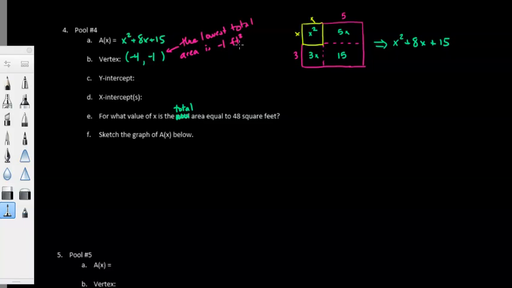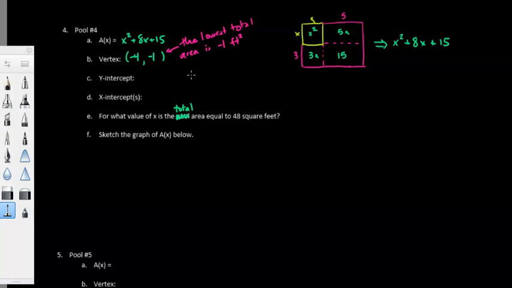Is -1 square feet. But we actually know that that's not true, because in order to get that minimum area, we would have to use an x value of -4 feet. Well, we can't have a pool that's -4 feet by -4 feet. So technically anything with a negative x value doesn't really make sense for this scenario. But this is what the vertex tells us according to our function.